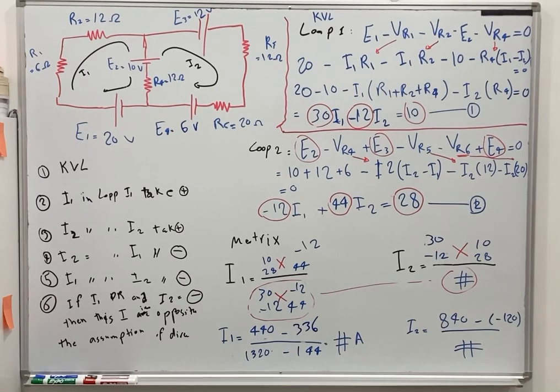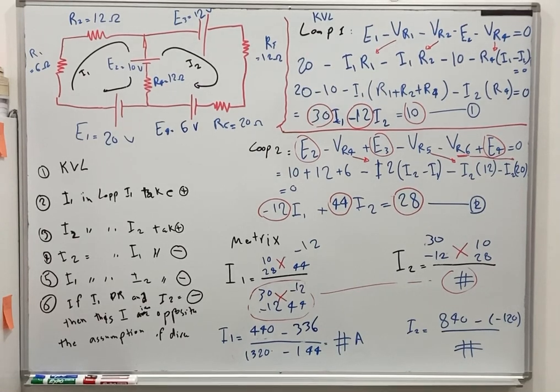So let's read it quickly. I2 in loop I2 will take positive too. I1 in loop I2 will take negative. Okay, and finally if you solve it and you see I1 equal minus, let's say 3 ohm for example, when you see minus, it means that it's opposite to what you assumed. Okay, so let's cover loop 1.